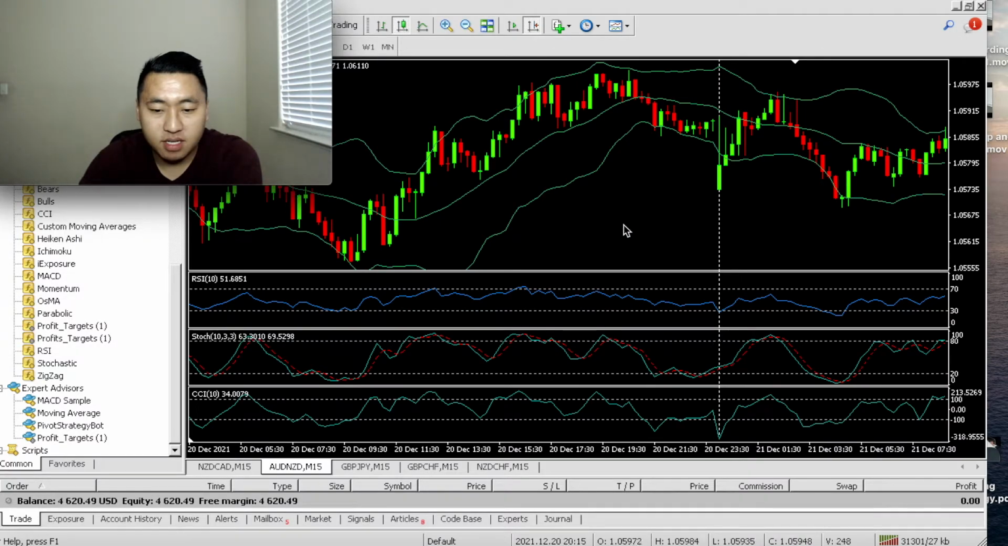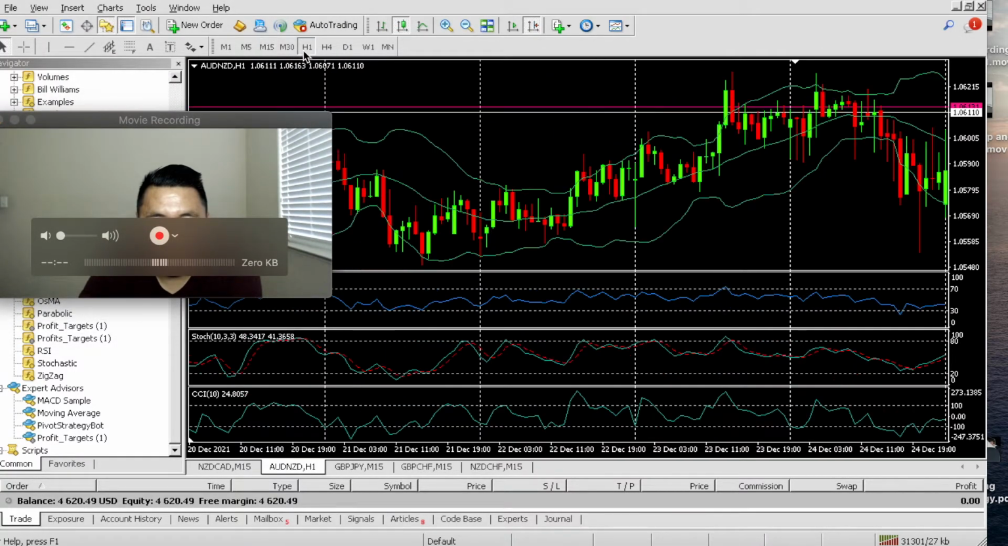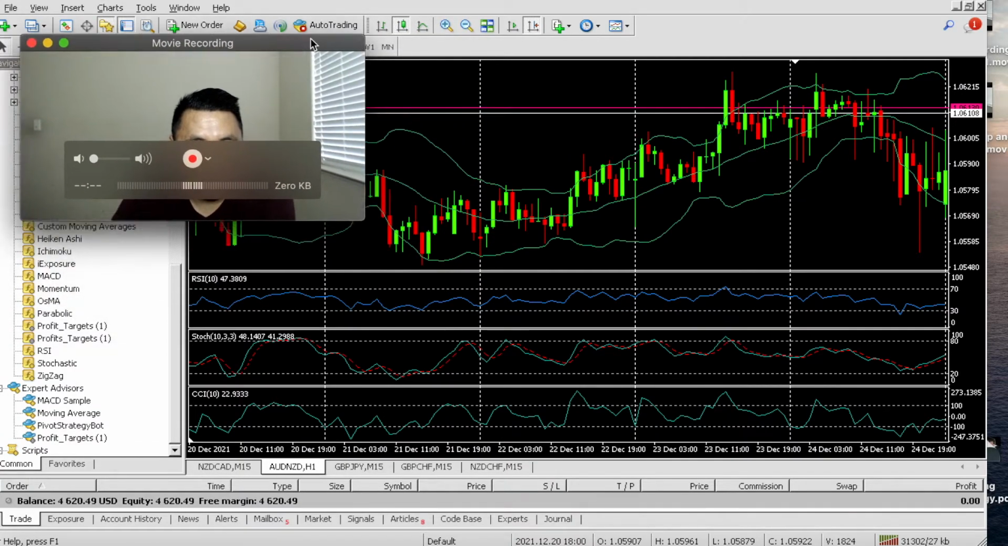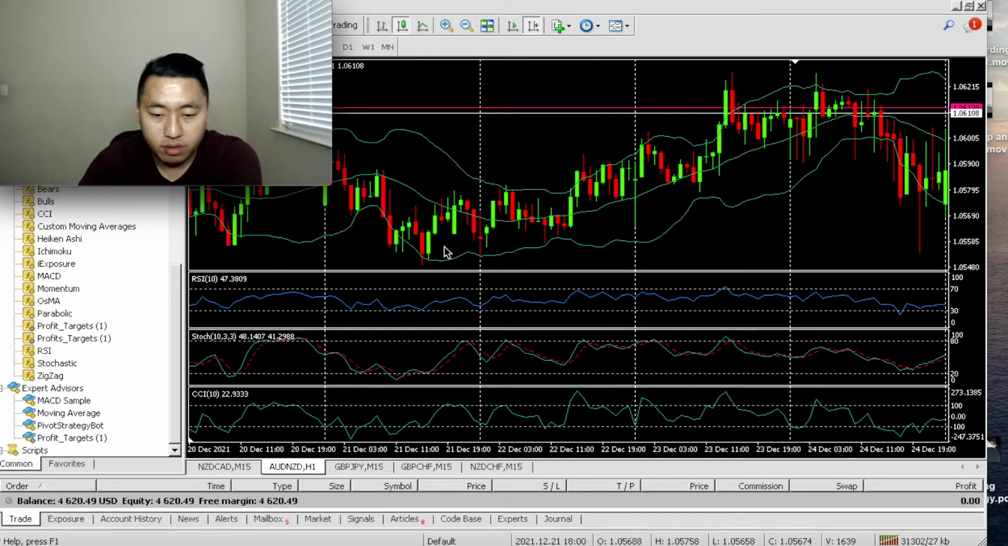This is the M15. Let's go to H1 to show more. The higher the time frames, the stronger it stays. So let's just say here, price stays and goes down. If you're just looking at the Bollinger Bands alone, that's how you explain it, but I'll show you guys the other three as well, so you can all use them together for a better entry.